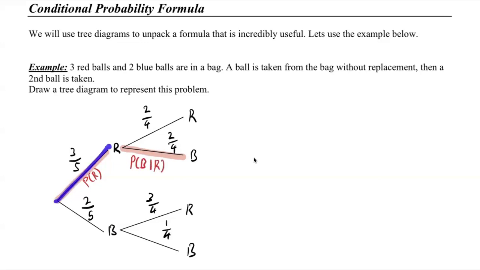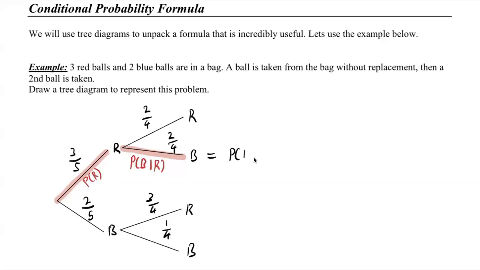So you'll notice as I go along this branch, the probability of drawing a blue given that I've drawn a red is 2 out of 4. Down here, the probability of drawing a blue given that I have already drawn a blue is 1 in 4. Okay, so it's a dependent event. And you'll notice in probability when we go along the branches we multiply, we've talked about that a little bit. The overall probability that you would get from this branch is essentially through multiplying. So this is the probability of getting a blue and a red.